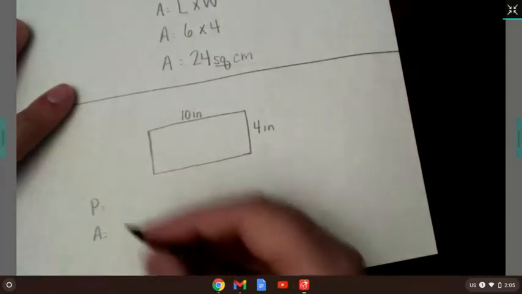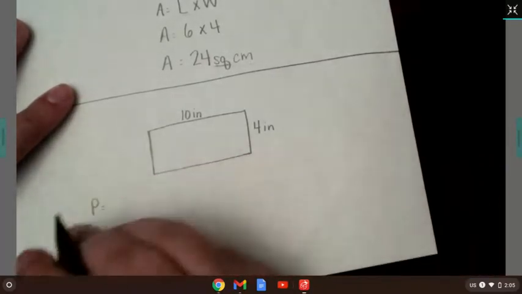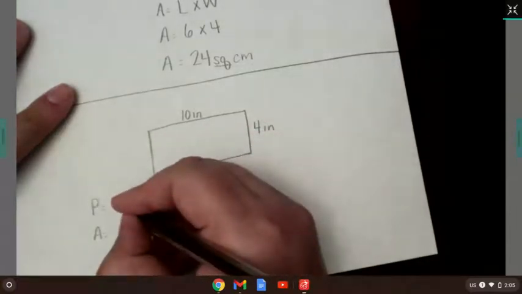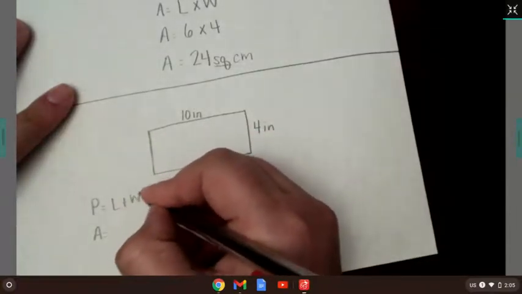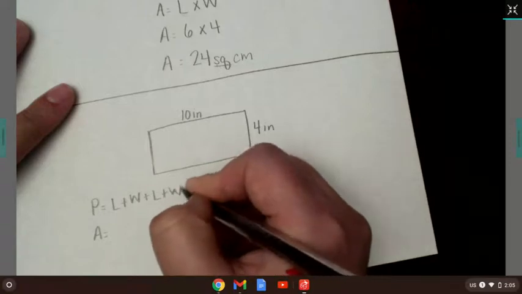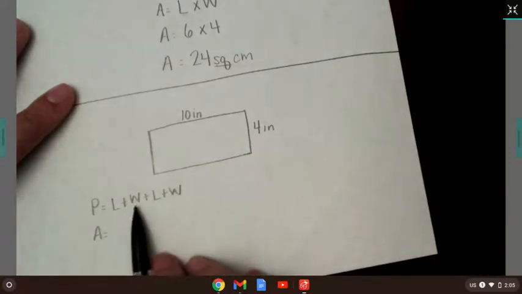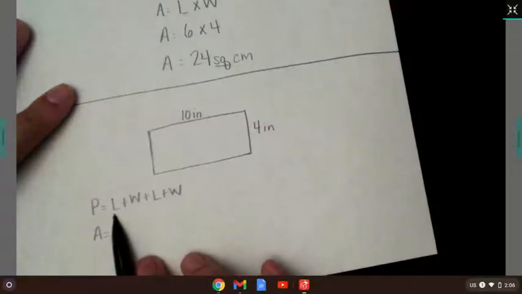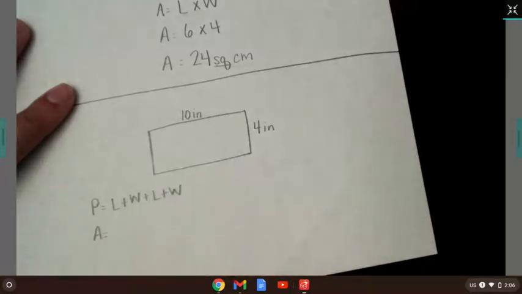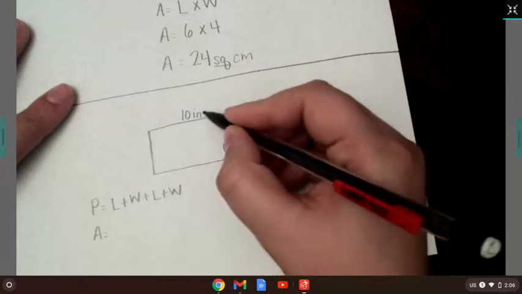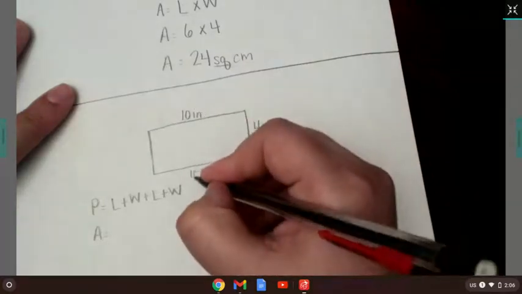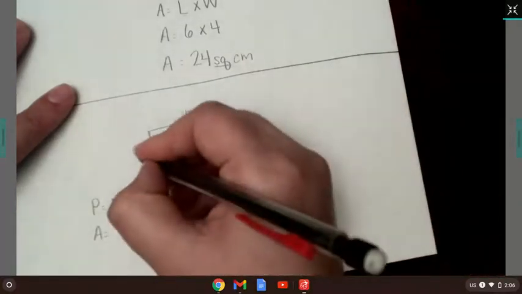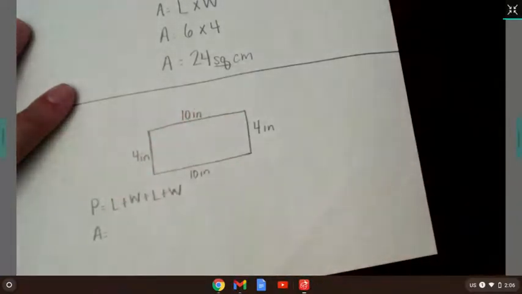First things first, I always love using the simple perimeter formula: length plus width plus length plus width. Some people will ask, Miss Shelbi, could it be length plus width plus width? Yes. It doesn't matter as long as you add all 4 sides. You might want to fill it in: if this one's 10, then this one's 10, and if this one is 4, then this one's 4.